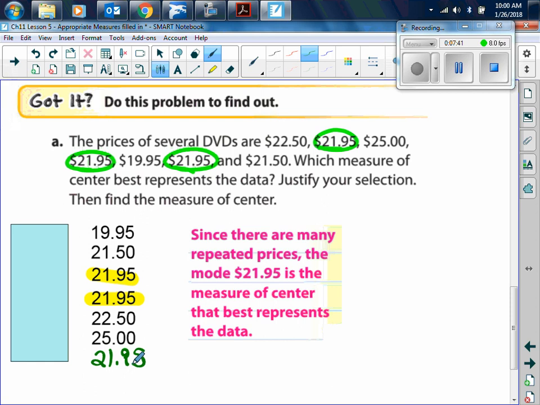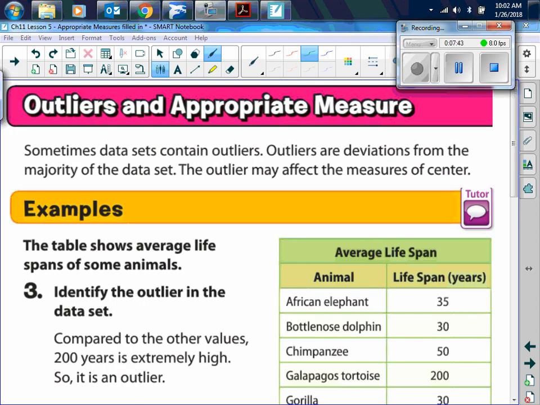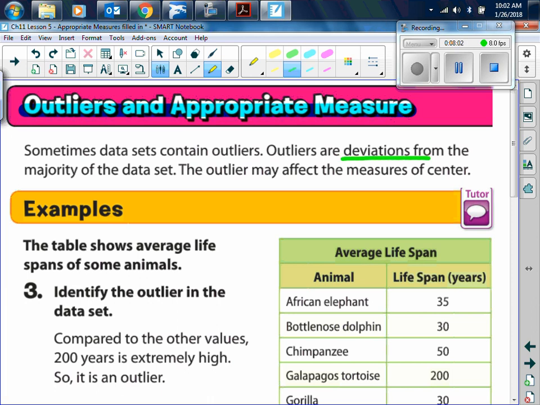All right, so outliers and appropriate measures. Make sure you write down your headings, outliers and appropriate measures. Now, sometimes data sets contain outliers. Outliers are deviations from the majority of the data set. Make sure you know that outliers are deviations from the majority of the data set. And of course, the outlier may affect the measures of center, just like we saw in our warm-up.